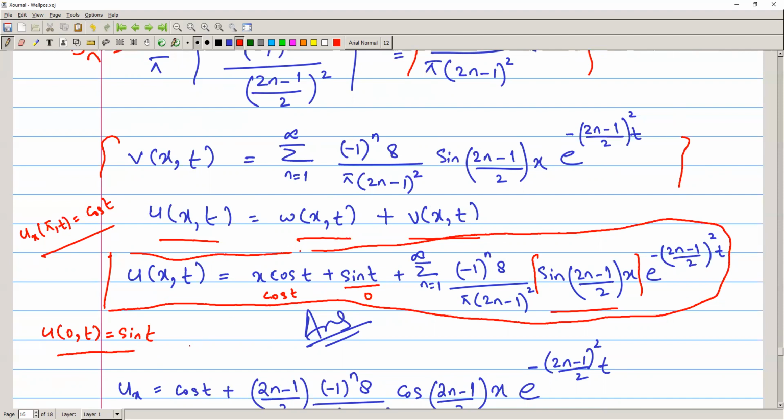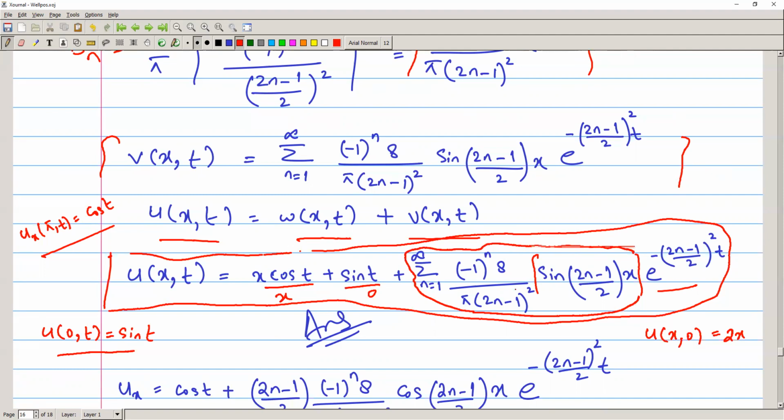And now we can also verify the initial condition, that was u of x comma 0 is equal to 2x. So when we put 0 in the equation, what will we get? We will get this x cosine 0. That means we will be left with only x. This will be 0. And again, when we apply t equal to 0 here, this will become 1. So we will be left with only this part, right?